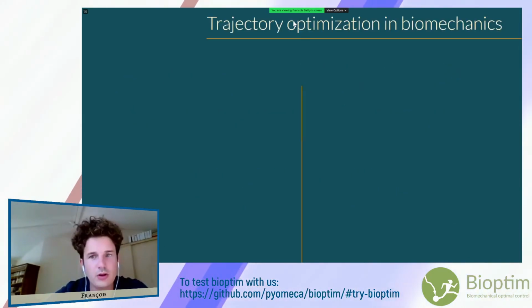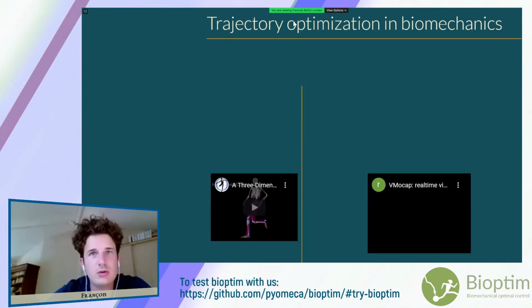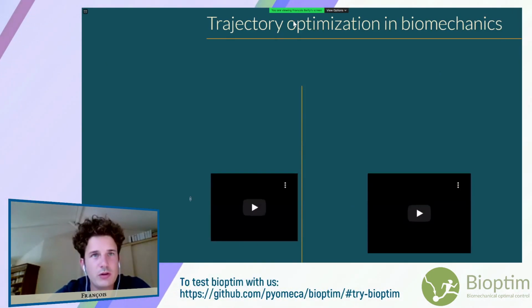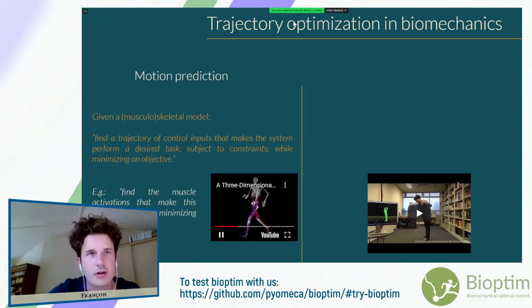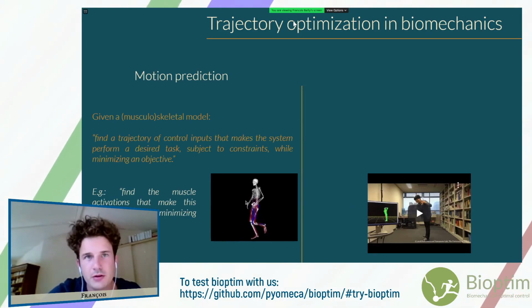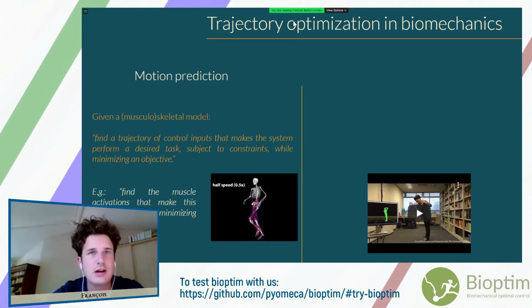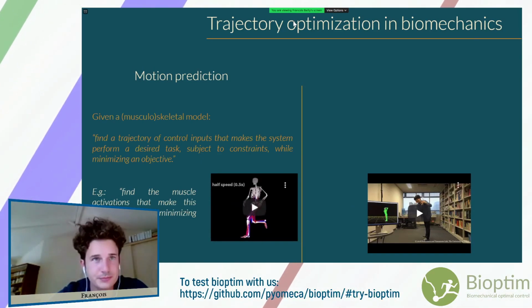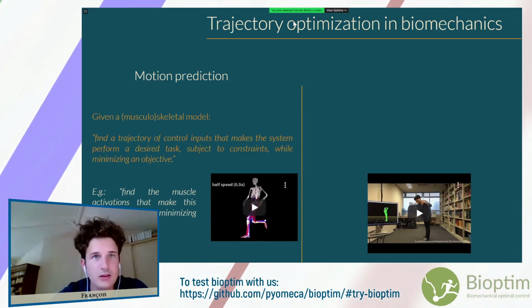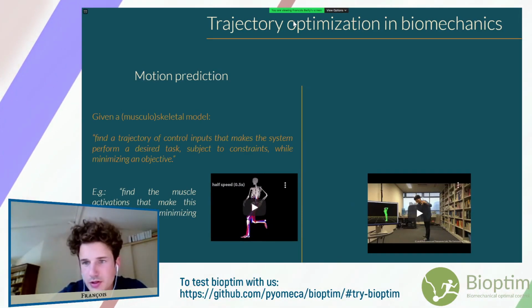So first, why talk about trajectory optimization in biomechanics? I could have started this presentation with historical trajectory optimization problems, such as the brachistochrone, rocket control, etc. But I figured that the audience today is mainly composed of biomechanists, so I decided to directly dive into the applications that we really care about. There are mainly two families of problems that are crucial in biomechanics and that belong to trajectory optimization problems.